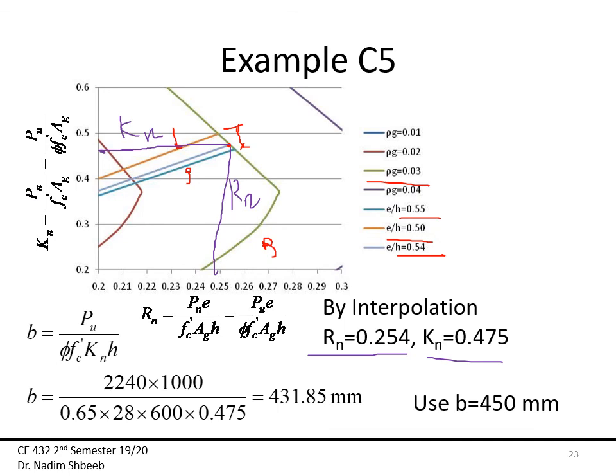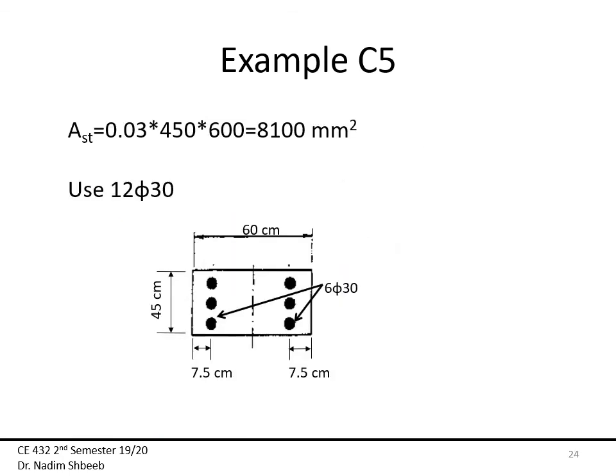But again, I'm using the value for Kn. So now Kn is equal to P ultimate over phi F prime C times the gross area, right? Which means now my B is going to be equal to P ultimate divided by phi F prime C Kn times H. So I'm going to use my P ultimate as 2240 times 1000 divided by 0.65, divided by 28, divided by 600, which is the value of H that I chose, and the Kn value that I got. This is giving me B to be 431. So for that, I chose to go to 450. So my B is going to be 450.